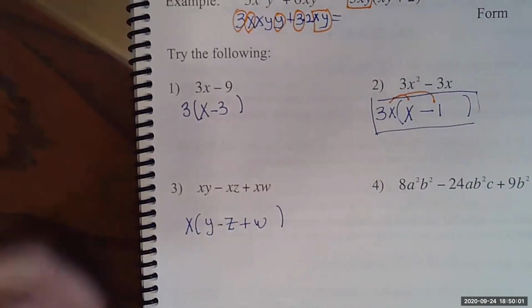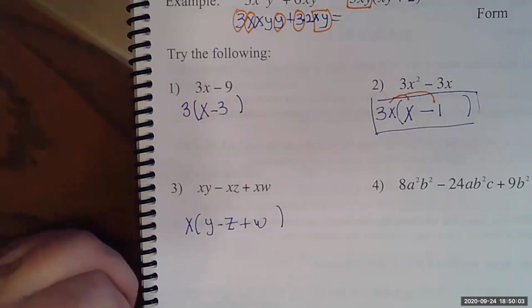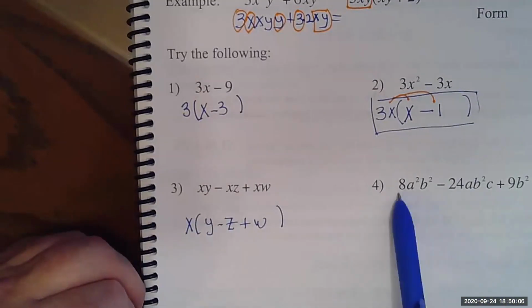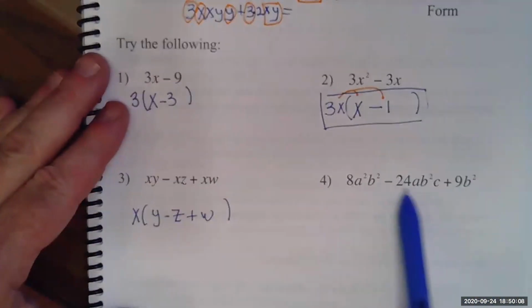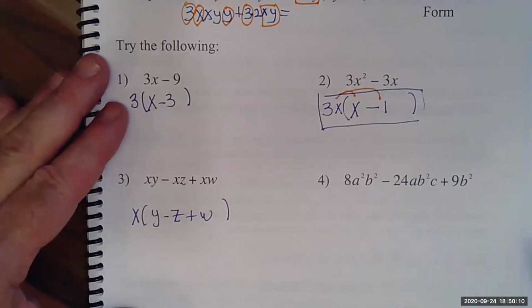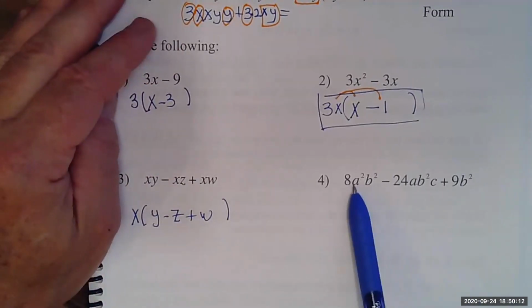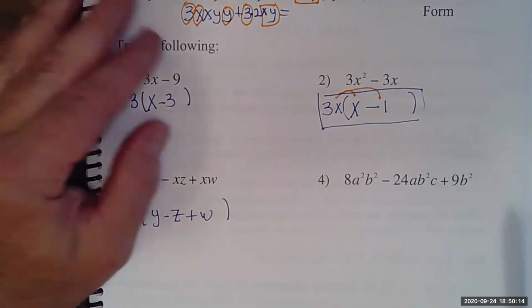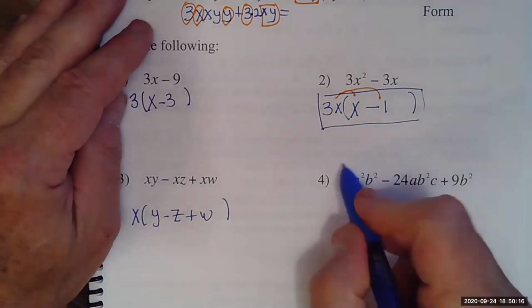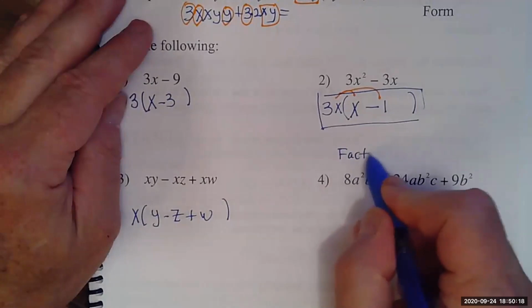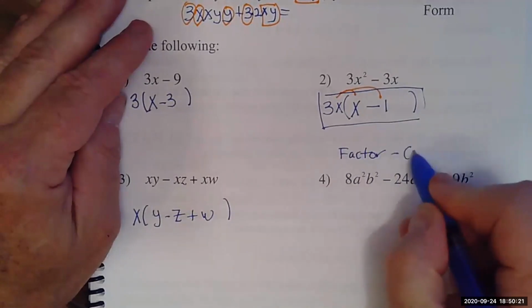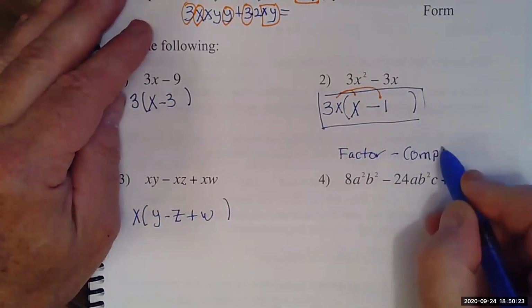That's it. That's the answer. Three terms. Okay, got it. Trinomial. Sure. Okay, so no like terms. What do you want me to do, Jeff? Factor. F-A-C-T-O-R. Completely. What does that mean?